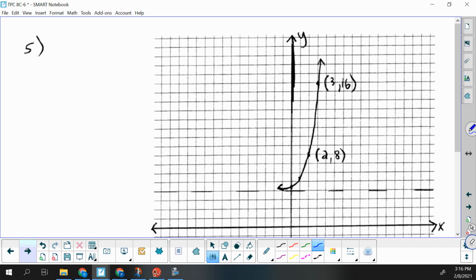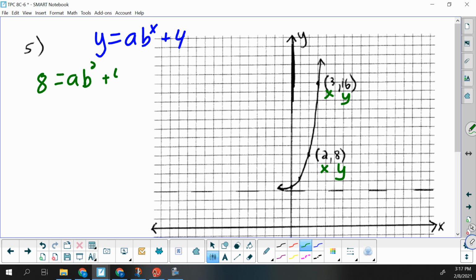Next one, we appear to be leveling off at y equals 4. So our base equation will be y equals a times b to the x plus 4. We've got our x's and y's that will fill in to give us 2 separate equations. We'll have 8 equals a times b to the second plus 4. And we'll have 16 equals a times b to the third plus 4.